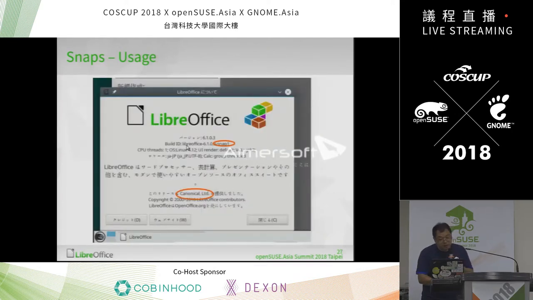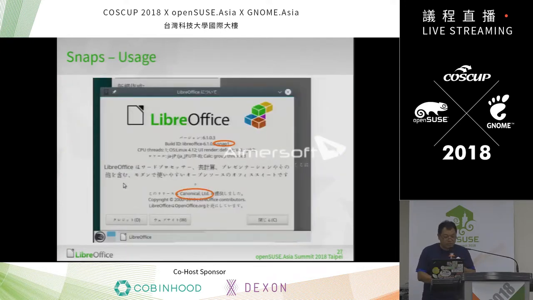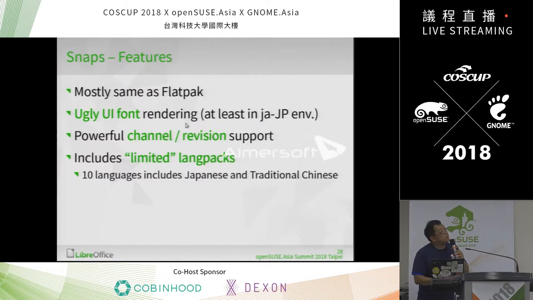So you can see the snap, and this release is built by Canonical Limited. On Ubuntu, but this is still openSUSE. It's fine. Snap is mostly the same as Flatpak, but maybe Japanese users can understand that the font rendering is a little bit ugly. I don't know, maybe they cannot find the system font in the openSUSE environment. At least in the Japanese environment; I don't know about others, for example Chinese, but maybe something is wrong.